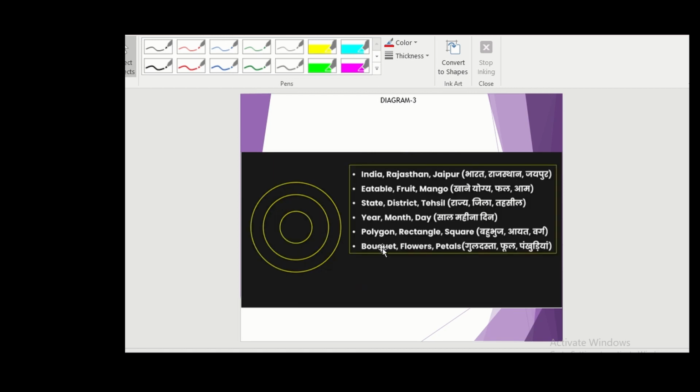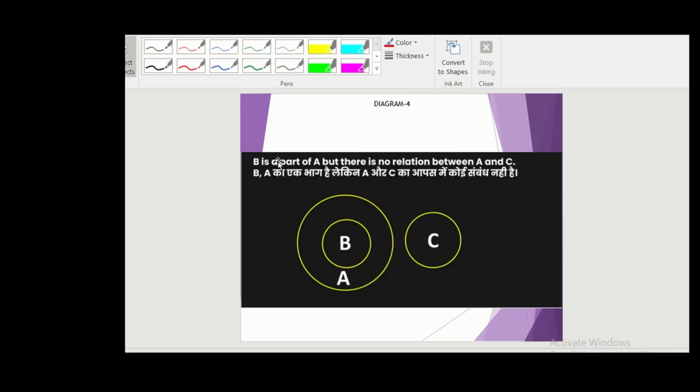Let's check the examples. This is the perfect example: year, month, date. Year, month, and date. I believe you understand, right? A day is a part of a month, or we can use a week also. A day is a part of a week, a week is a part of a month, a month is a part of a year, a year is part of a decade, and so on. Okay, all right. So let's check the fourth one. B is a part of A, but there is no relationship between A and C.